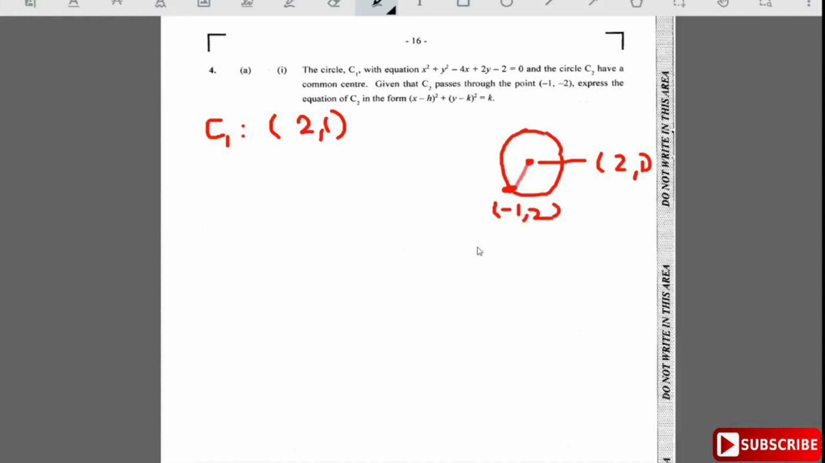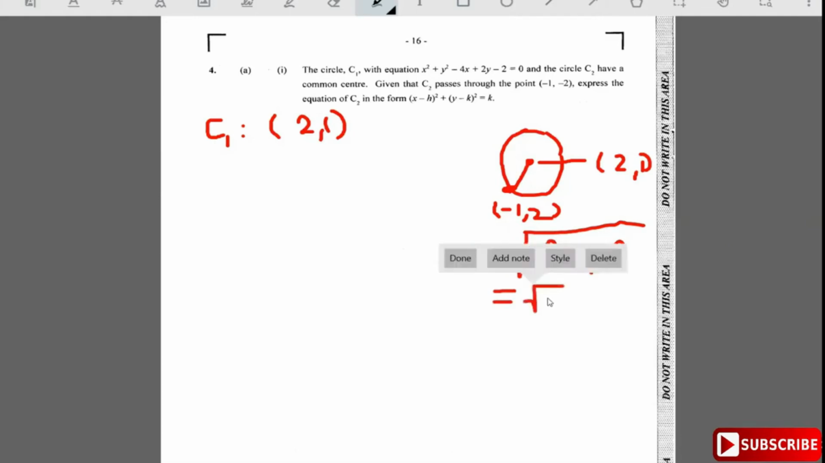And so the radius r is going to be equal to the square root of x1 minus x2 squared. So it's 2 minus -1, which is 3 squared, plus 1 minus 2, which is -1, which is really just 1 squared, square rooted. And so the radius is equal to 9 plus 1 is 10, so the square root of 10.